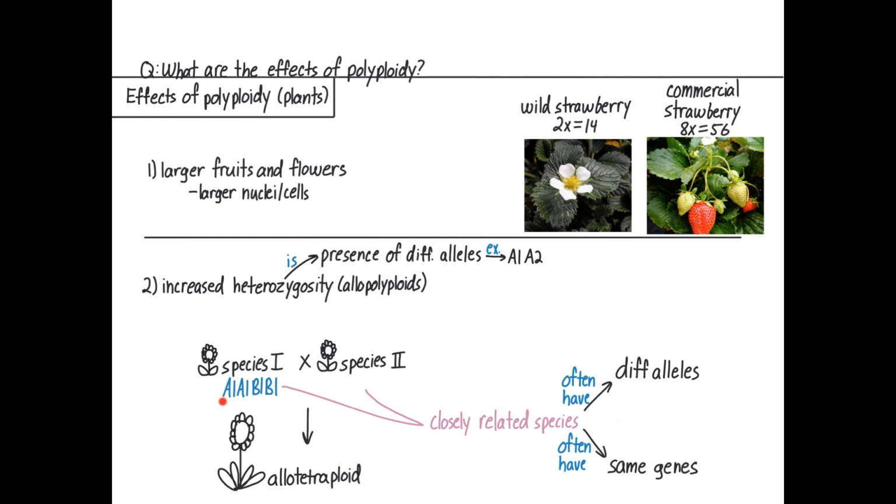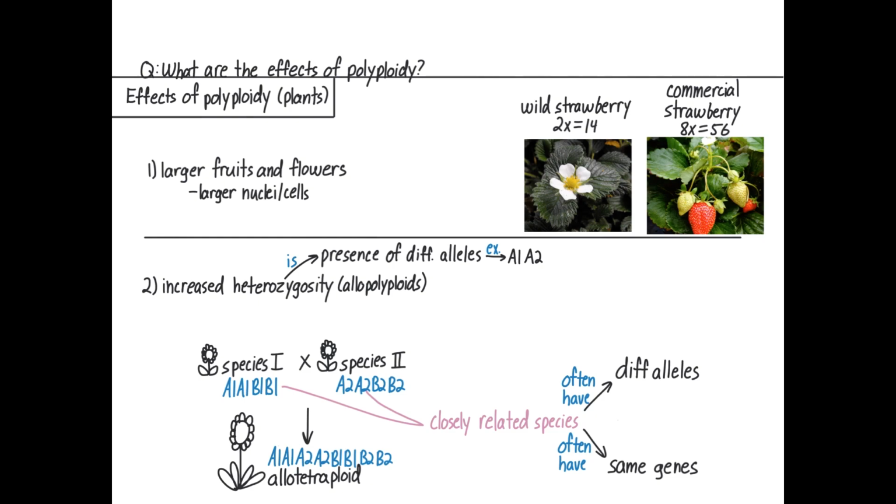Here, species 1 has A1 alleles of the A gene and the B1 alleles of the B gene, while species 2 has different alleles for those genes. When individuals of different species produce a polyploid, and we saw how this occurs in the last video, they both contribute, in this example, all of their alleles. So the allotetraploid has both A1 alleles and both A2 alleles, both B1 alleles, and both B2 alleles.